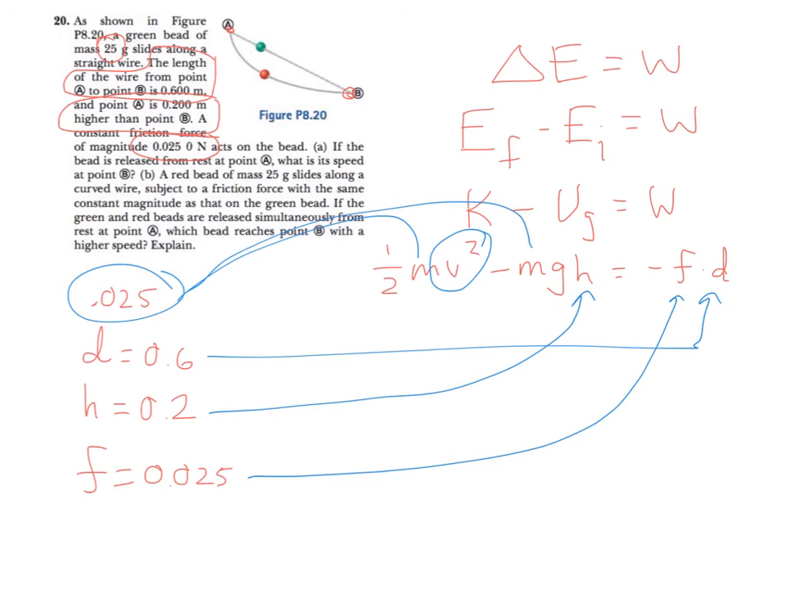If you need to look at more examples, then go back through the packet and look at anything sliding down an incline. I agree it's not going to be exactly the same, but they all set up in a very similar fashion in terms of kinetic energy, gravitational potential energy, and then work being done by friction.